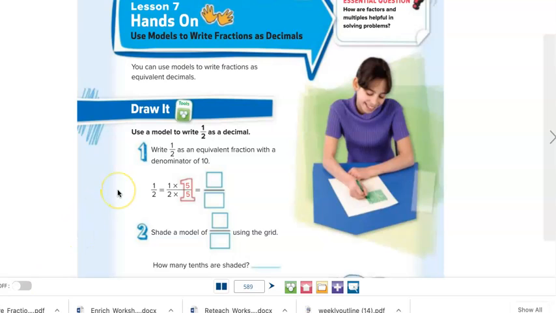Alright, this is lesson 7, so we're nearing the end of the chapter. After this, I would estimate that we're going to have a test at some point next week. So these are hands-on models to write fractions as decimals. We worked on comparing fractions, ordering fractions, finding least common multiple and greatest common factor, and now we're going to start writing fractions as decimals.